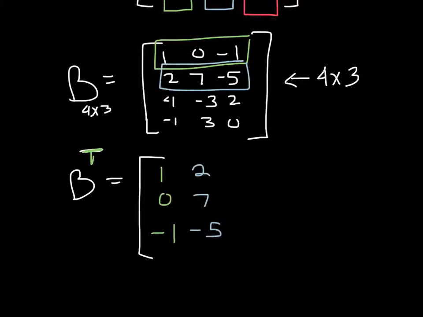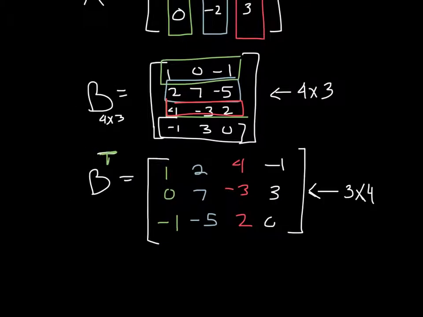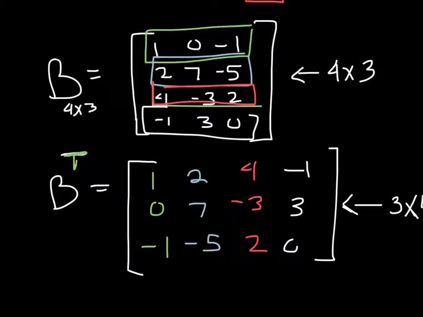And then there's my pink: 4, -3, 2. And finally, I'll do it in white here: -1, 3, 0. So now the transpose of B is actually a 3 by 4 matrix.